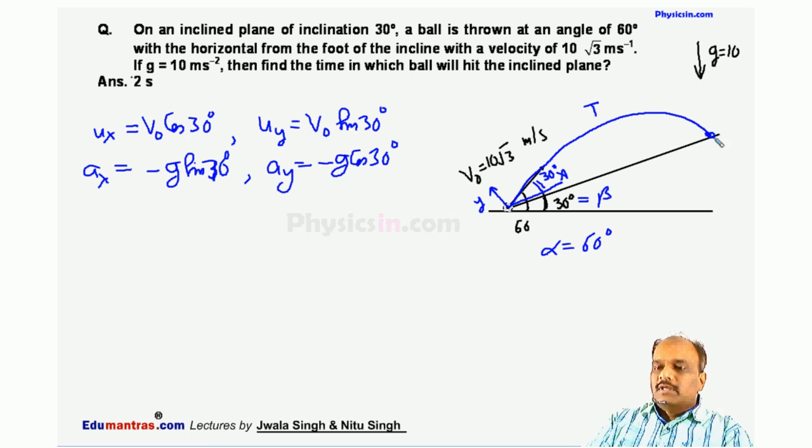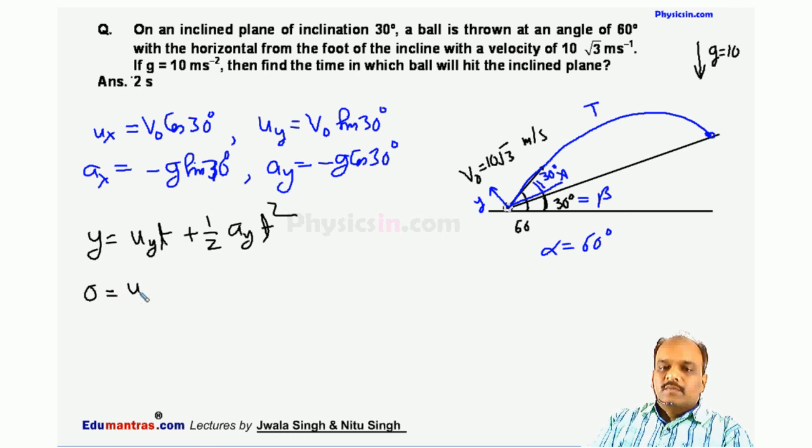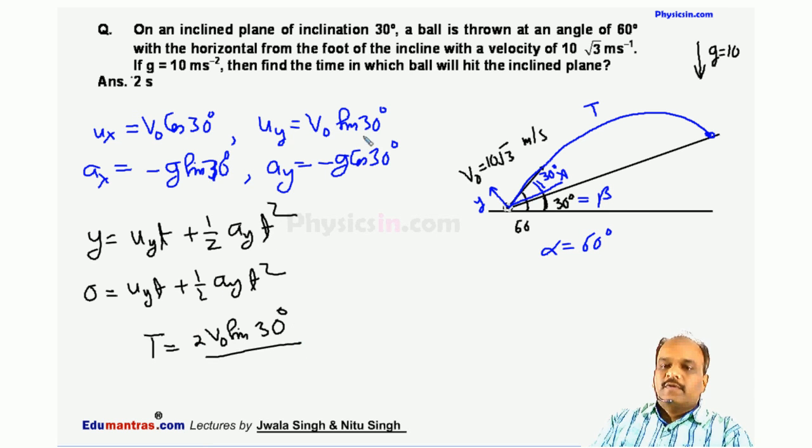When the particle strikes the inclined plane, y is equal to uy into t plus 1 by 2 ay into t square. To calculate this time, we substitute y as 0. So uy into t plus 1 by 2 ay into t square equals 0. Either t is equal to 0, but at t equals 0 it is projected, so the other time is t equal to 2 uy by ay, that is 2 v naught sin 30 divided by ay, where ay means g cos 30 degrees.